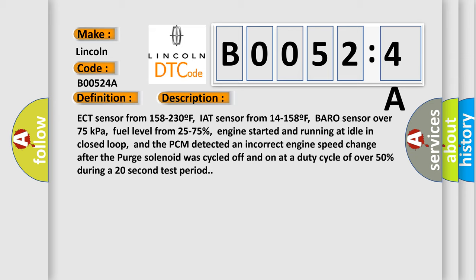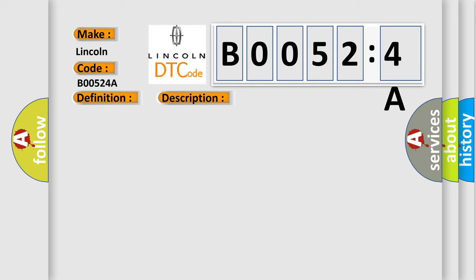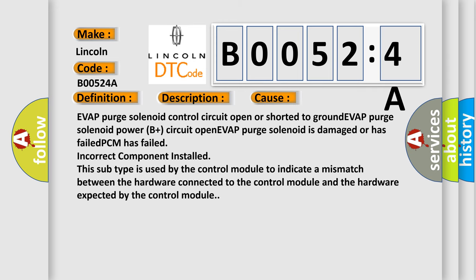This diagnostic error occurs most often in these cases: EVAP purge solenoid control circuit open or shorted to ground, EVAP purge solenoid power B+ circuit open, EVAP purge solenoid is damaged or has failed, PCM has failed, incorrect component installed. This subtype is used by the control module to indicate a mismatch between the hardware connected to the control module and the hardware expected by the control module.